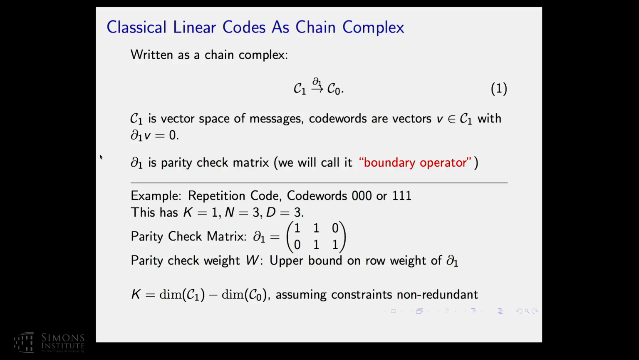As an example, you could think about a repetition code. It has two code words, 0,0,0 and 1,1,1, if we talk about a repetition code encoding one bit into 3. It has two parity checks, for example, that the first 2 bits and the last 2 bits both have the same parity. And the number of encoded bits will be the difference between the dimension of this space and this space, assuming that all the constraints are non-redundant. So that's a classical code.